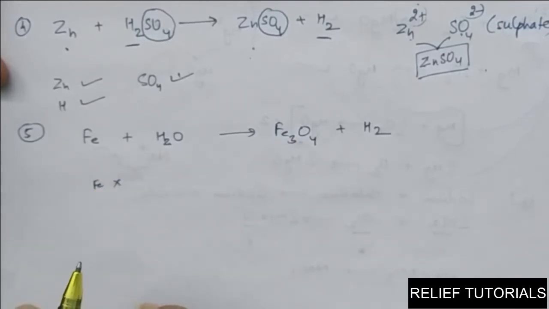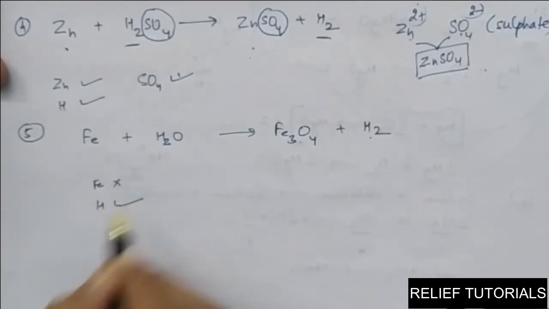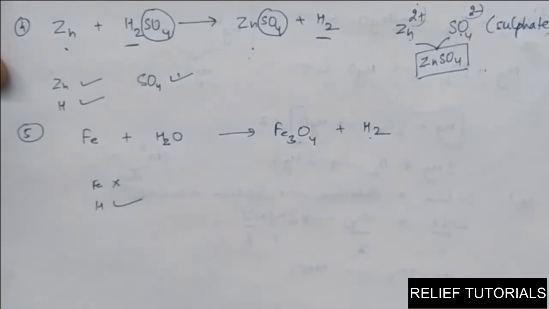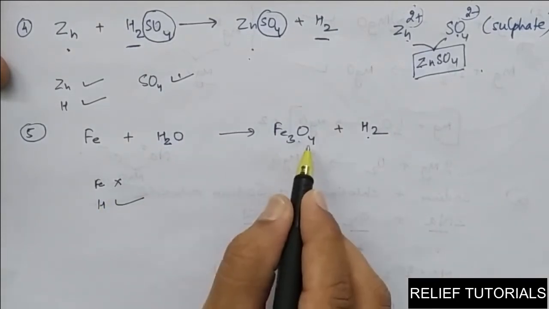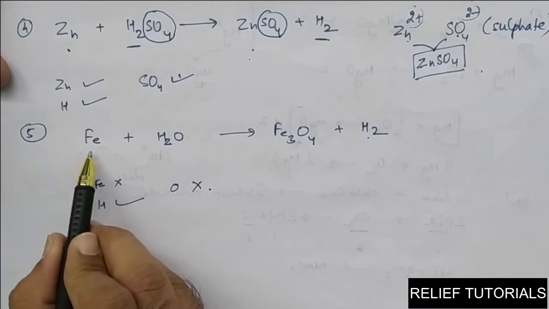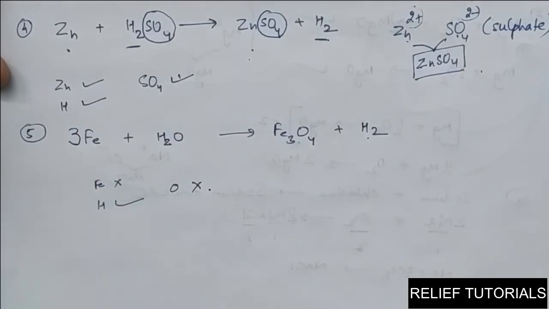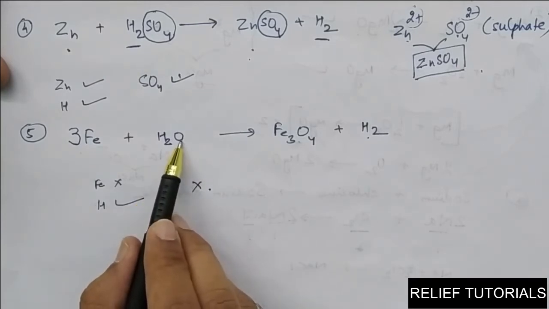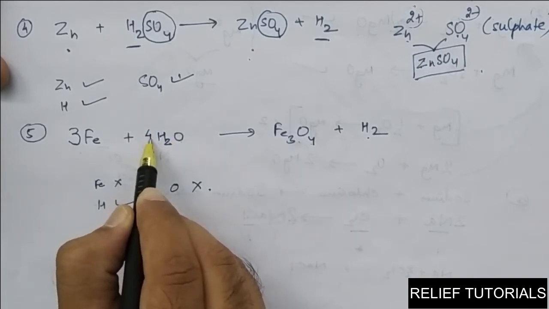Let us evaluate first of all. How many H here? 2. Here H, 2, so H is balanced. Okay. How many O here? 1. Here is 4, so O is not balanced. Fe 1, Fe 3, so if you multiply the number by 3, Fe will be balanced. O 1, O 4, so here is only one O, so if you multiply by 4, it will become 4.